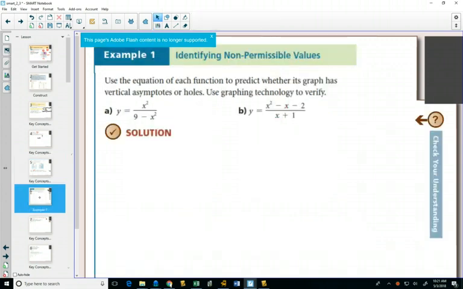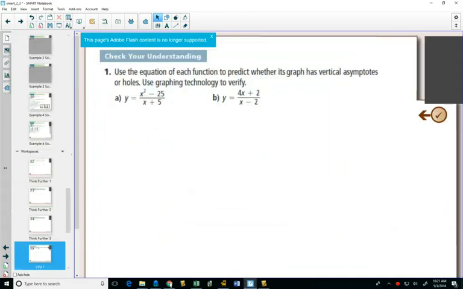All right, example number 1. What we're going to do with all of our examples, which makes section 2.3 and 2.4 the same. In 2.3, the questions just ask about characteristics and not about graphing. But in the end, you're going to have to graph everything. So we take the standpoint in 2.3 that we're going to learn how to graph things all the way through, just so you get lots and lots of experience with graphing. And we'll talk about the characteristics as we go. Use the equation of each function to predict whether the graph has vertical asymptotes or holes.